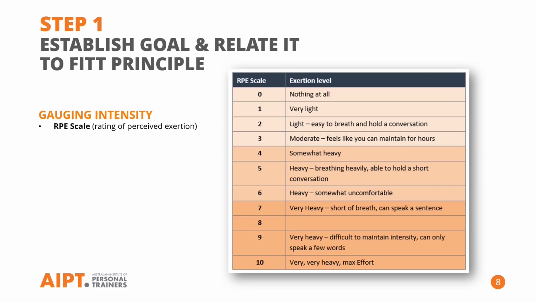In general, most commonly we use the 0 to 10 scale because it's easier for clients to understand. If you ask them, from 0 to 10, how hard are you working? They'll know pretty much straight away what you mean. Whereas if you ask them, between 6 and 20, how hard are you working? They'll be confused by those numbers.